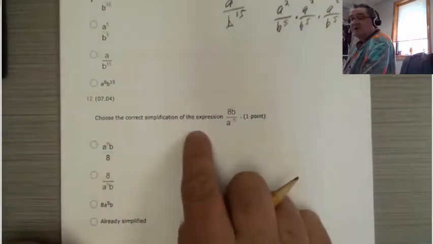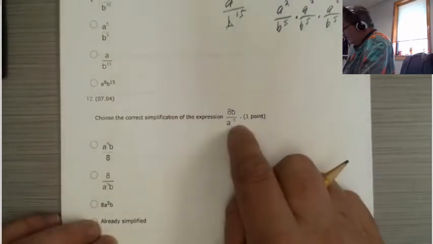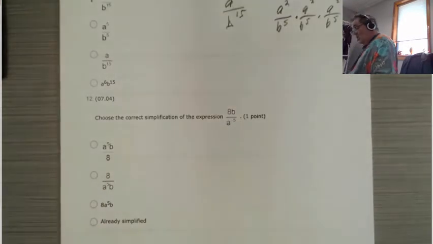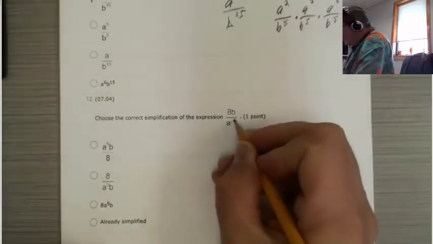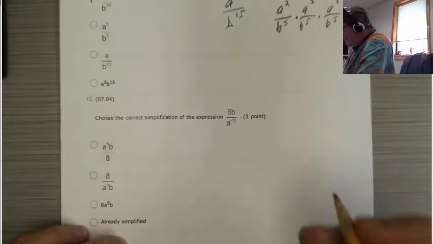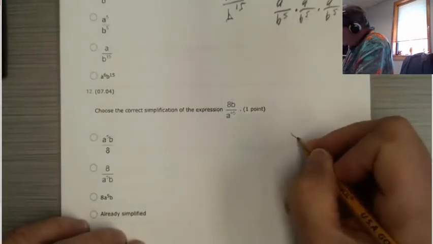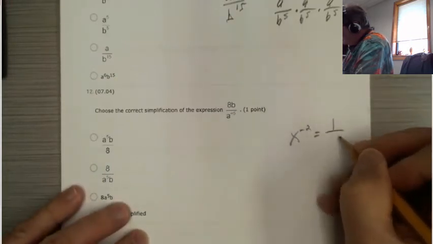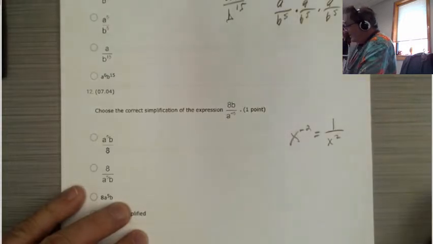All right, choose the correct simplification of this. AB divided by a to the negative 5th. Oh, negative 5th. We have a negative exponent. So when you have a negative exponent, like if we had x to the negative 2, to make that positive, you move it to the bottom of the fraction. It'd be 1 over x squared.